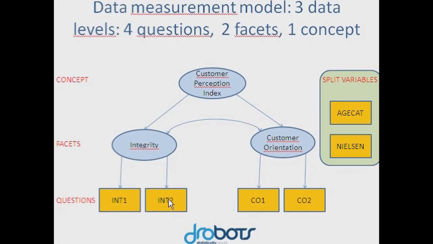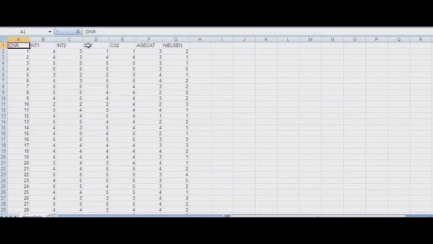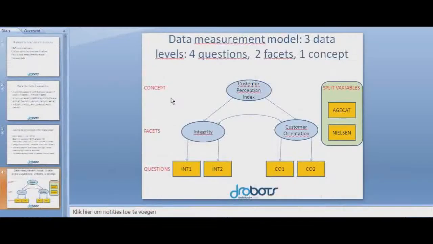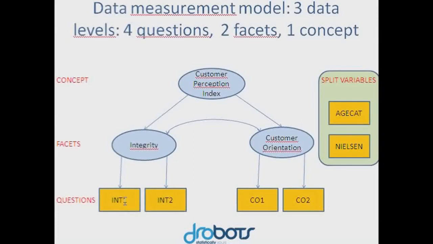We have 6 yellow rectangles. These are the observed variables, and they correspond to the 6 variables you have here in the data file. What we will do is we will use 4 out of those 6 variables 2 by 2 because we want to combine integrity 1 and integrity 2 into a facet called integrity, and to combine customer orientation 1 and customer orientation 2 into a facet customer orientation. Those are correlated, and these 2 facets will be combined into a single concept.